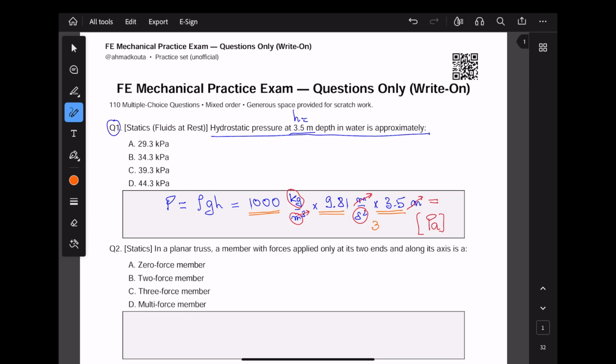34,355. So let's write it down. And as we mentioned, this is the answer in pascals. Now we need to convert it to kilopascals. The only thing we need to do is to divide it by 1000. Let's just write kilopascals here. Now we move the dot 3 positions from right to left, and we'll get the answer in kilopascals, which is 34.355. So the answer is choice B.